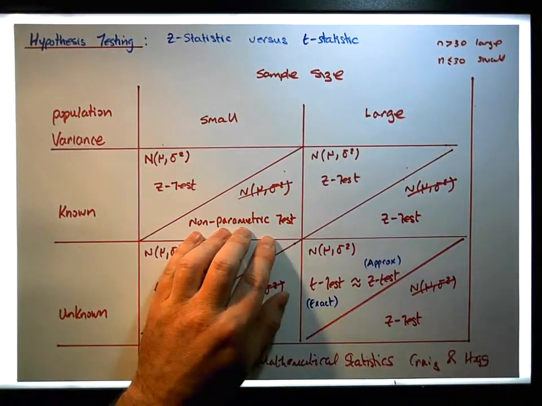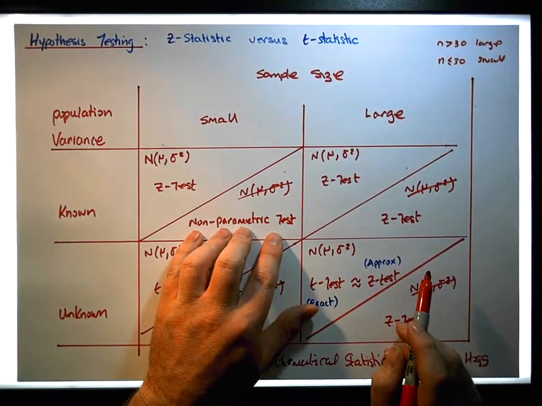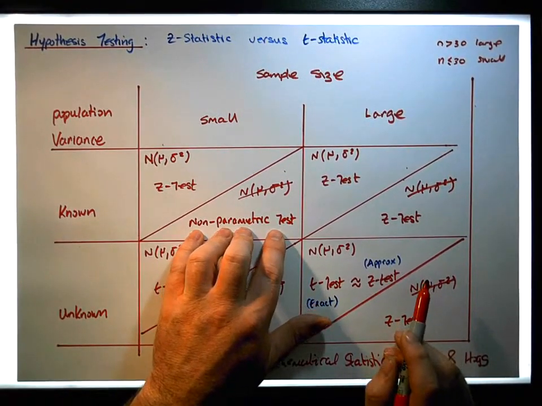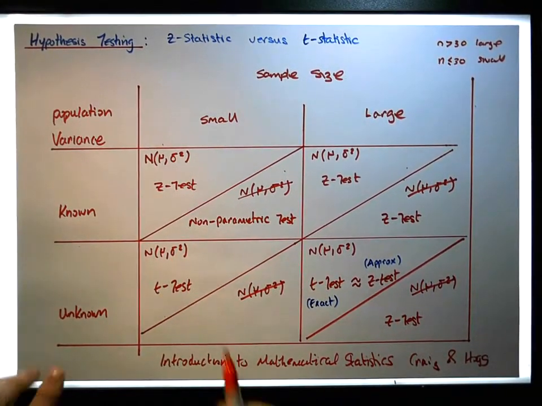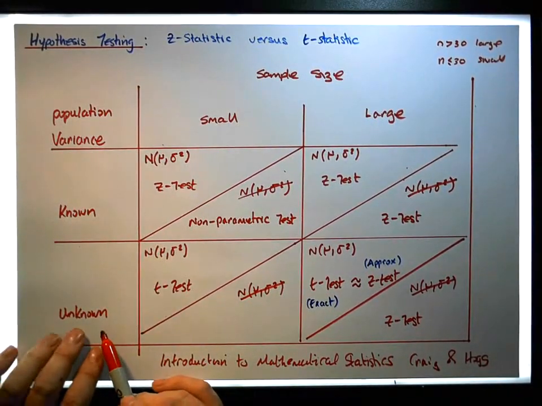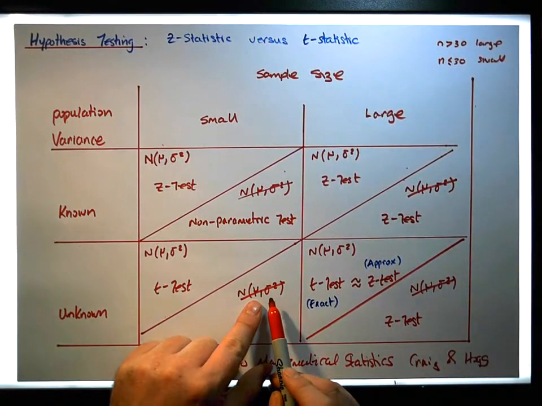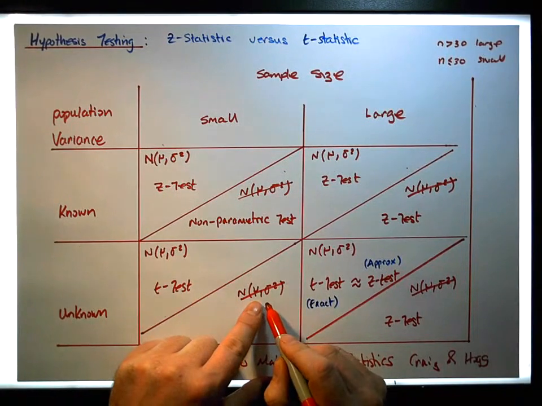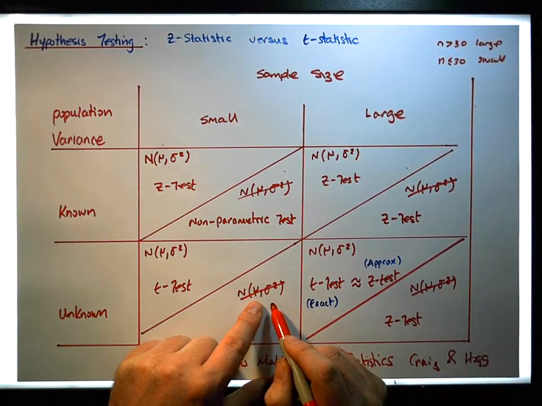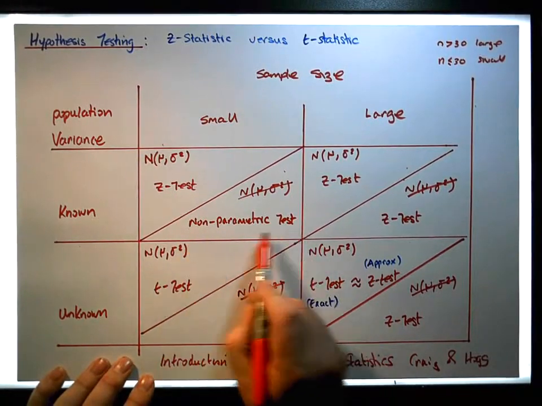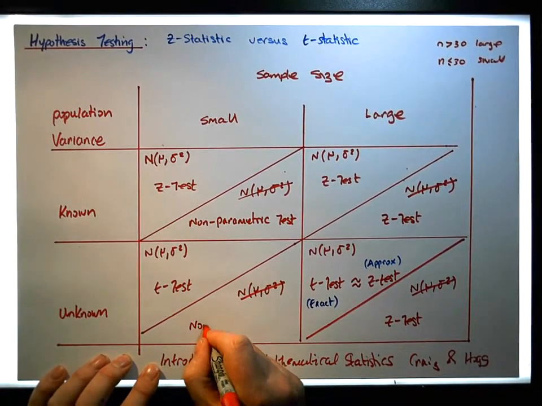In a single sample case, it could be the Mann-Whitney U test, for example. Similarly, when the population variance is unknown, the sample size is small, and there's no evidence to suggest that the sample has come from a normally distributed population, once again we're into the world of a non-parametric test.